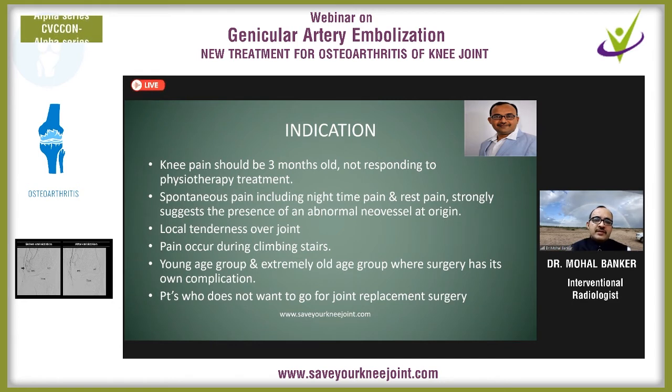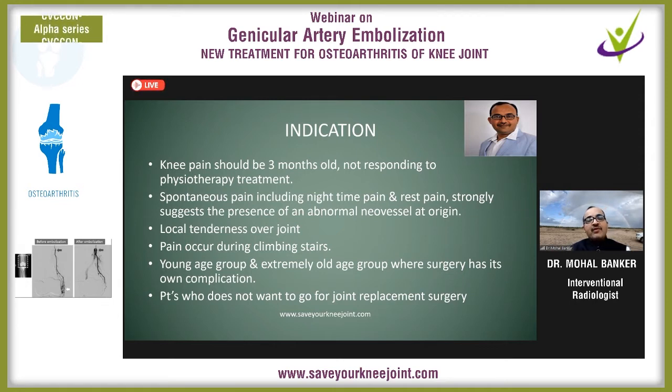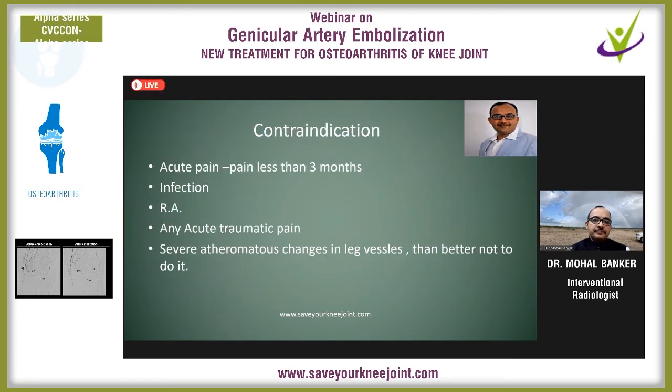Definitely in young age group patients where natural joint preservation is the main concern, genicular artery embolization is really helpful. And for extremely old age group patients where the surgery itself is very high risk, for this kind of patient also genicular artery embolization is very useful. And definitely patients who do not want to go for a joint replacement surgery, for them this is a really blessing procedure. They get relief from pain due to osteoarthritis of the knee joint with this procedure.